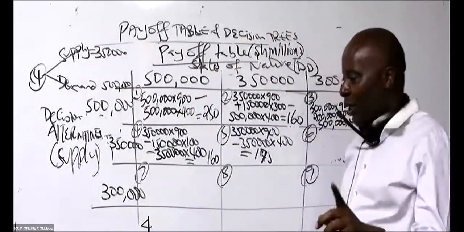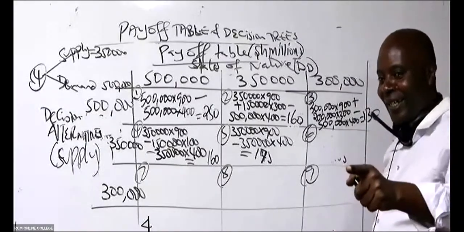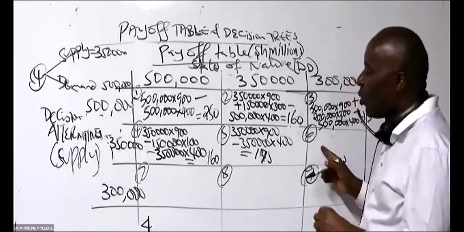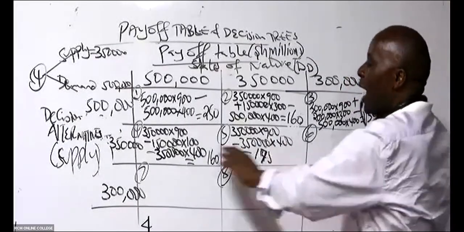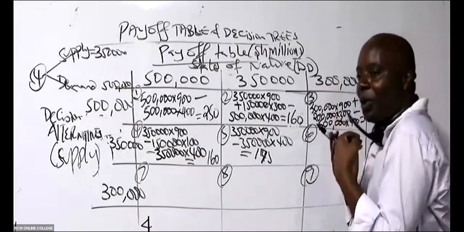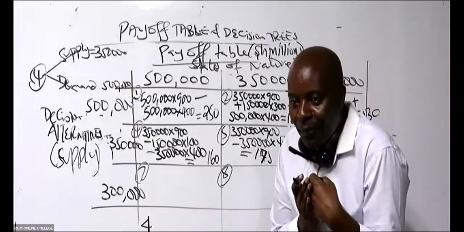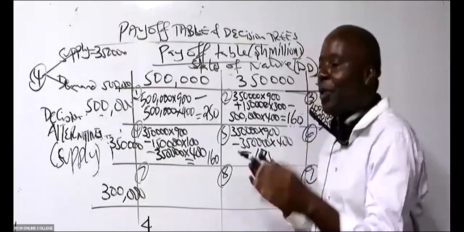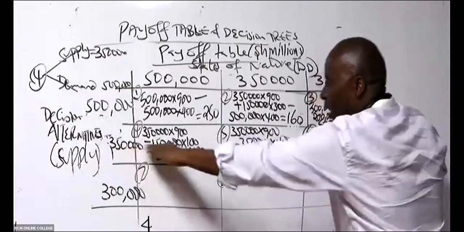Sasa hapa ndio wameona giza. Hebu tuangalie vizuri. Number 6, ladies and gentlemen. What is happening? Which intersection is this? I'm supplying 350, but they demand 300. So here I'm going to perish with some goods. I will be perishing with how many? 50.